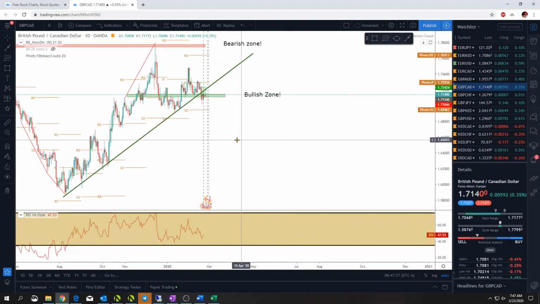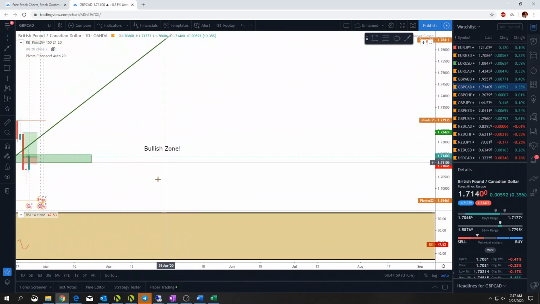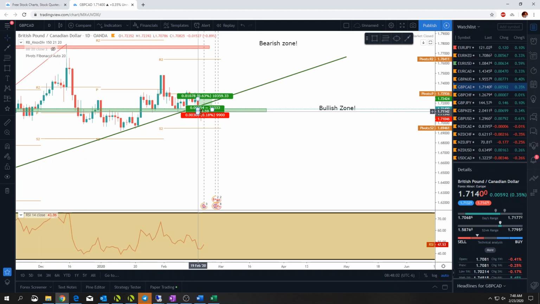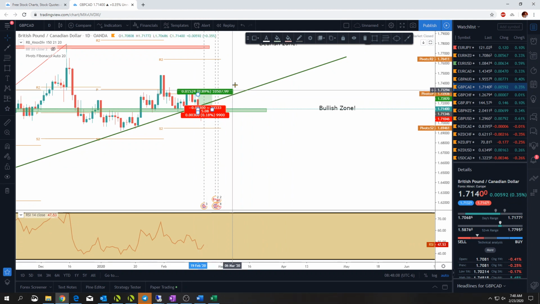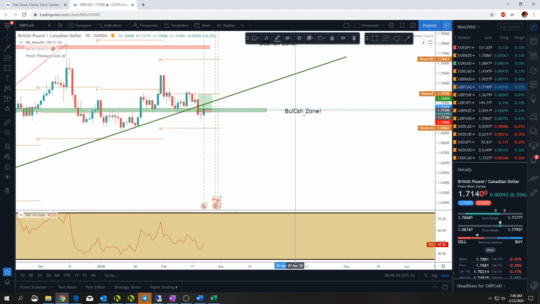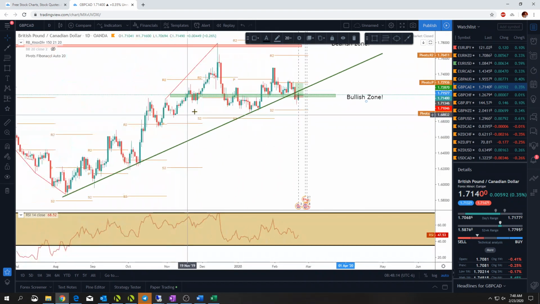British pound, Canadian dollar. We took a buy trade on this last week. We're still in it. Looks like it's finally coming our way. I'm going to go up to last week's pivot. So I have some adjusting to do there. We're kind of in this sideways nowhere land.